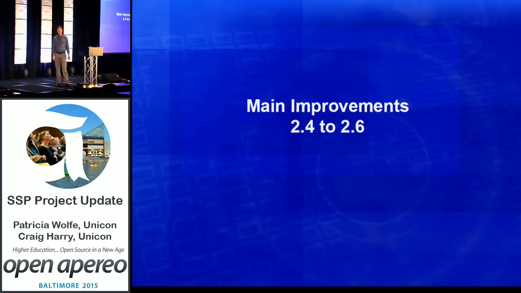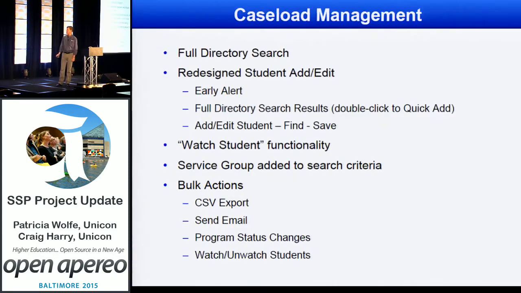So main improvements between last year and this year, last May to this May. Under Caseload Management, full directory search. So an advisor can now search not only users added to SSP, but also search students in external data. We've redesigned the different ways that students can be added to SSP. It's always been a little bit of a stumbling block for people. So there's now 3 different ways, and we've made it easier now to add a student.